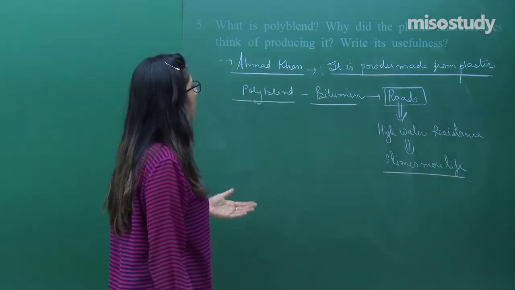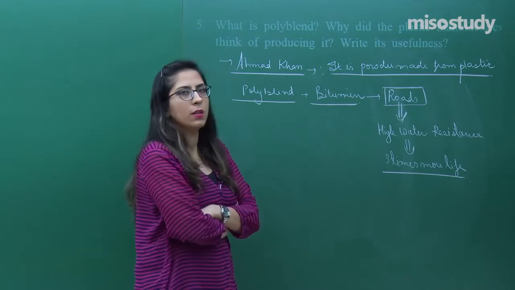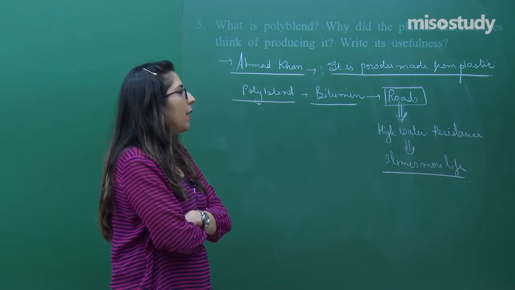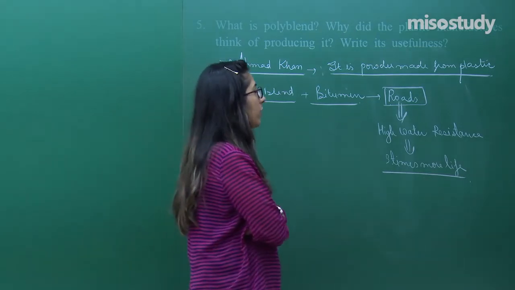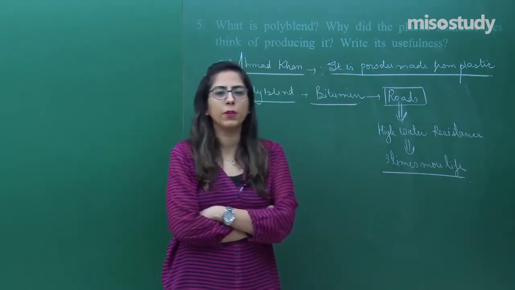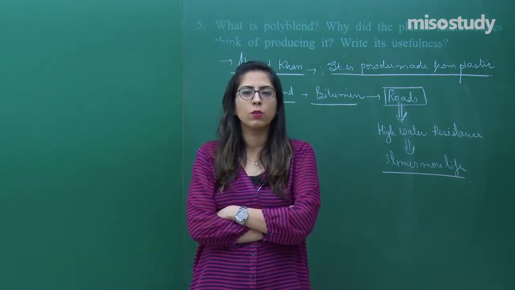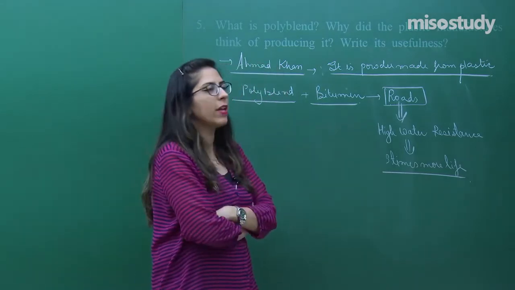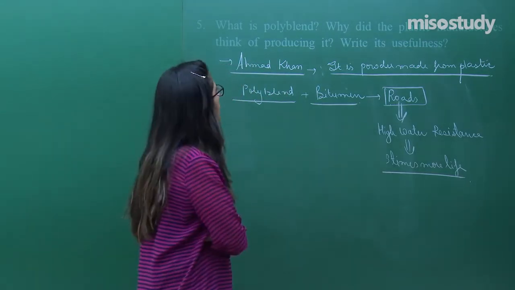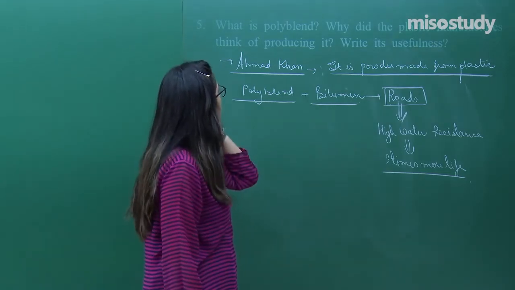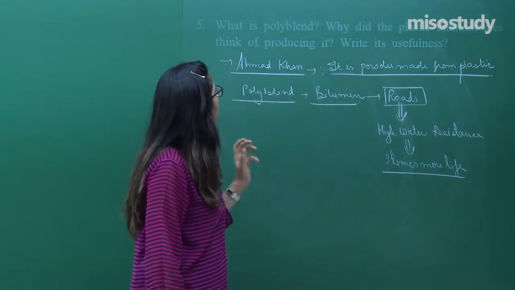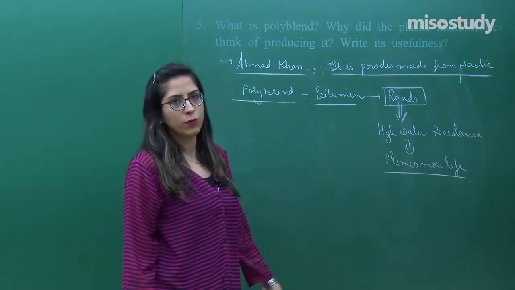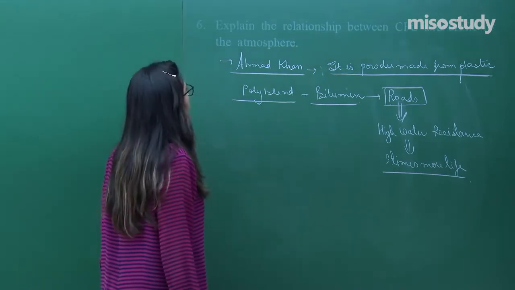Ahmad Khan prepared one powder by processing a special kind of plastic, which is called a poly blend. When it is mixed with bitumen, which is used for the preparation of roads, the overall life of the road is increased by 3 times, and it shows very high water resistance. So we have discussed question number 5, poly blend. Why did the plastic manufacturer think of producing it, and write its usefulness. Now let's move on to the next question.